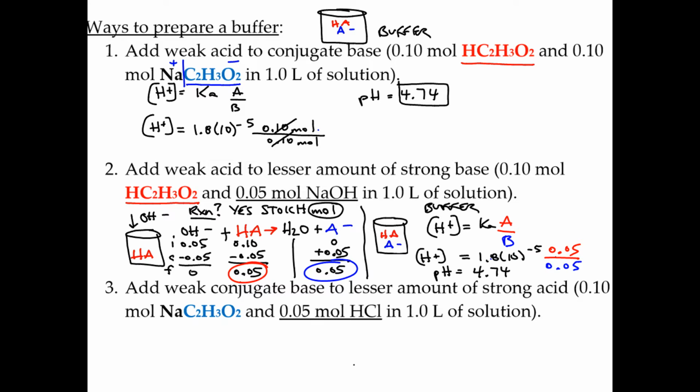So here's something interesting. We made a buffer with the exact same pH from just combining acetic acid and sodium acetate, or combining acetic acid and sodium hydroxide, and we got the same thing. Okay, now we're going to go on to number 3.